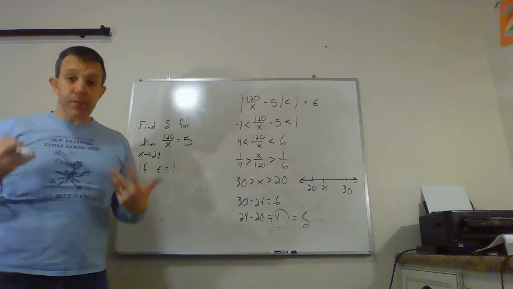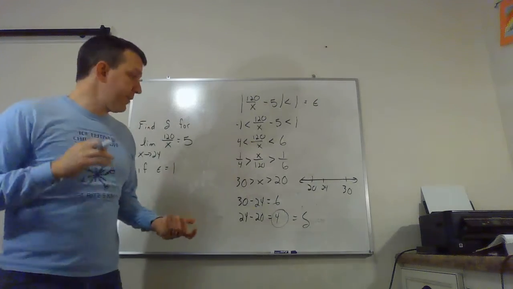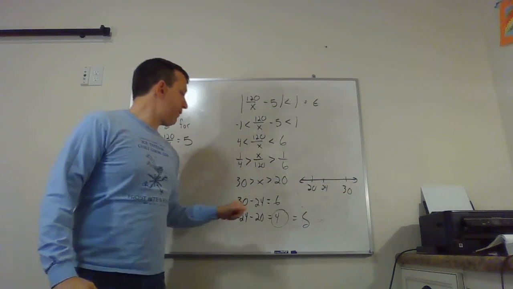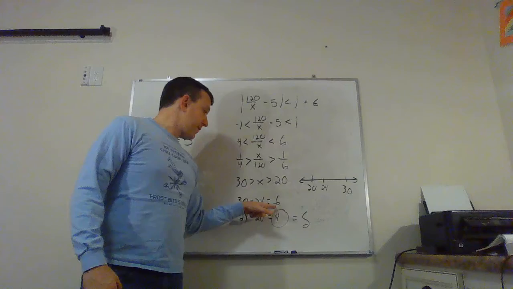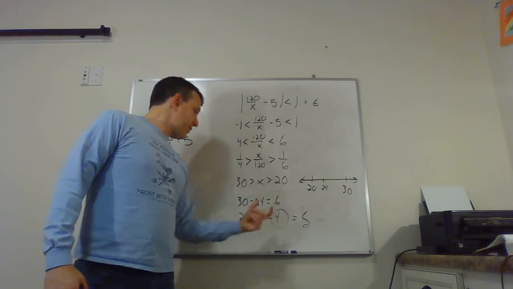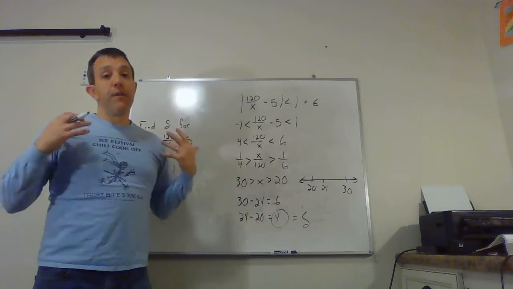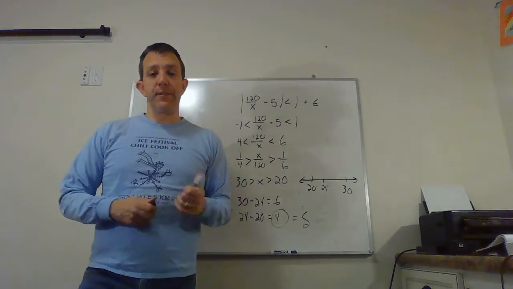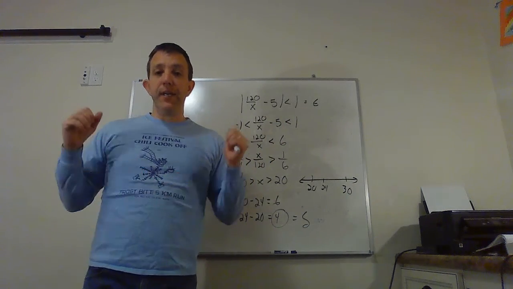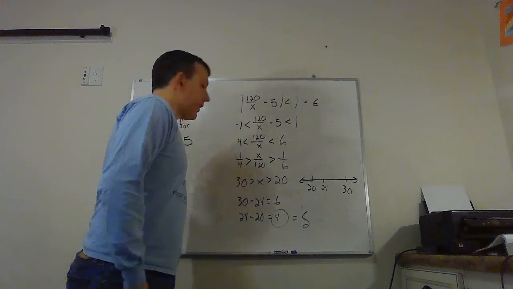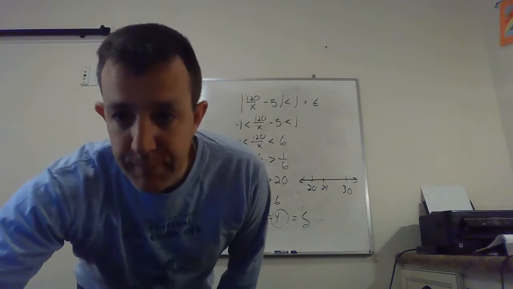So again, we need to do some subtraction to find our delta. So 30 minus 24 for that right-hand side gives us 6. 24 minus 20 for the left-hand side gives us 4. 4 is smaller, so there's our delta. Delta is the 4. All right, one more example, then I think we're actually done.